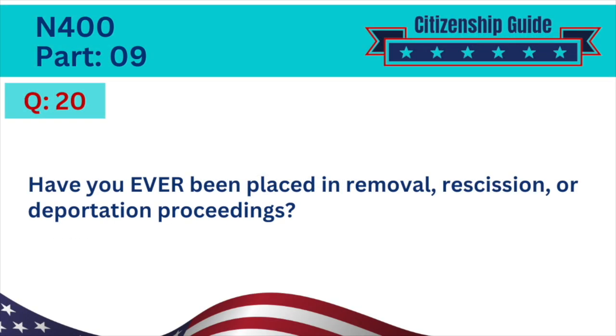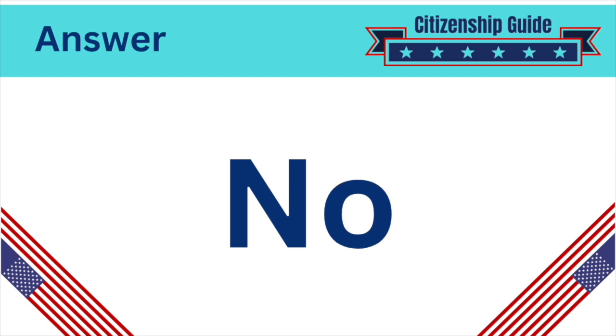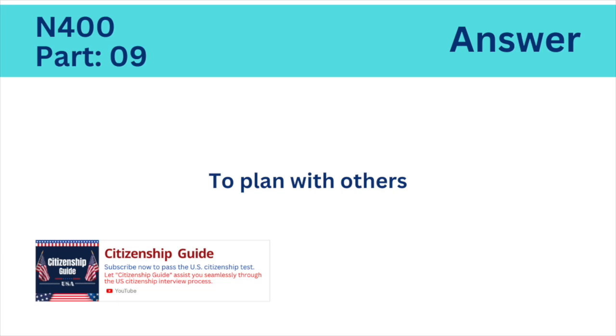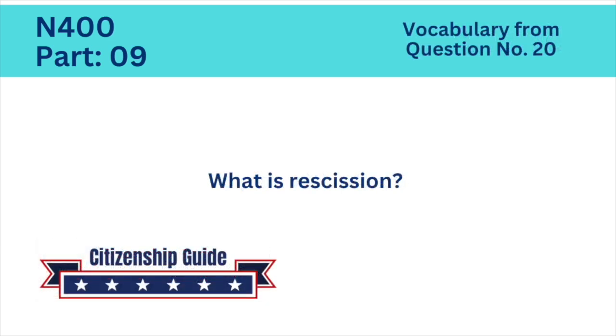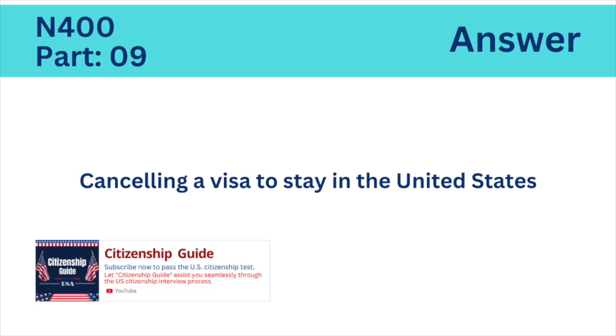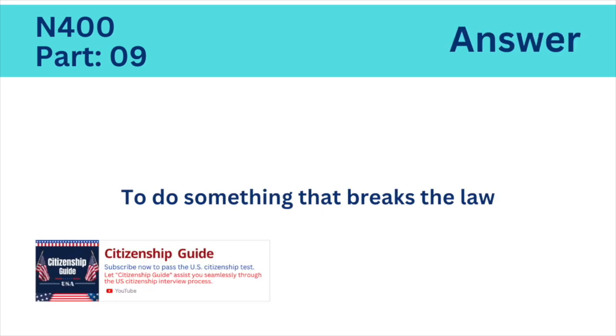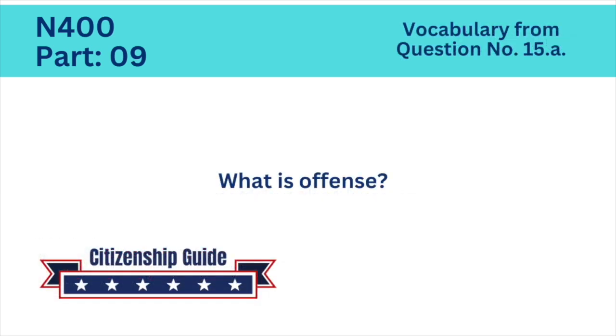Have you ever been placed in removal, rescission, or deportation proceedings? No. Define conspire. To plan with others. What is rescission? Canceling a visa to stay in the U.S. Define commit a crime. To do something that breaks the law. What is offense? Minor crime.